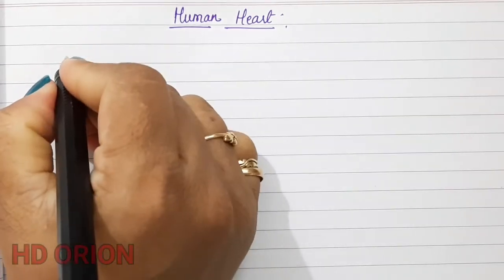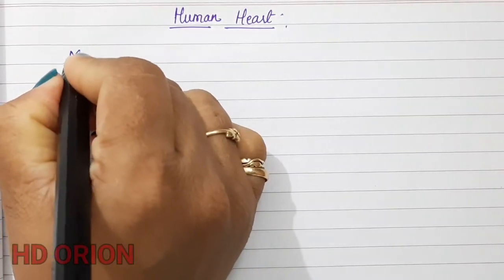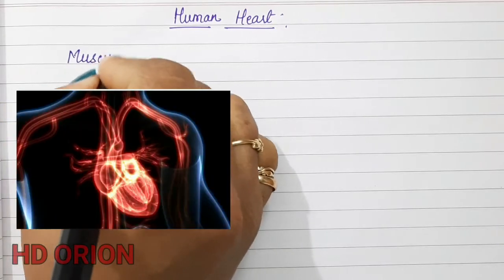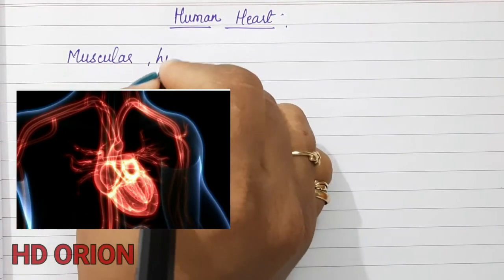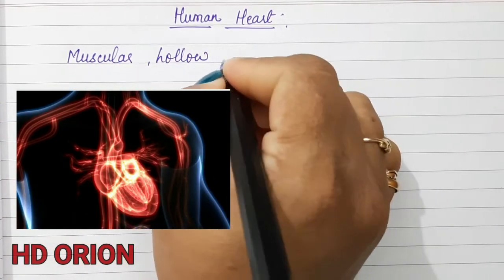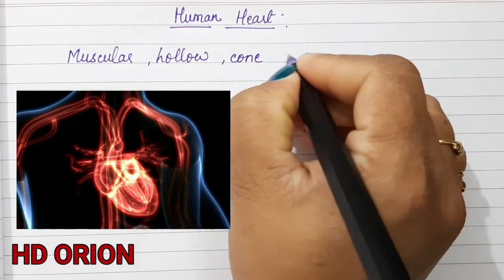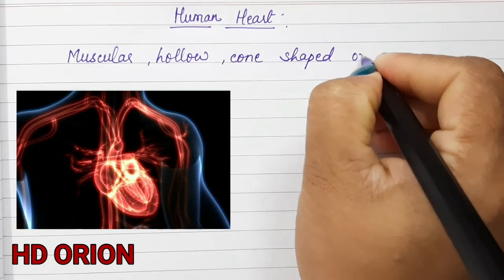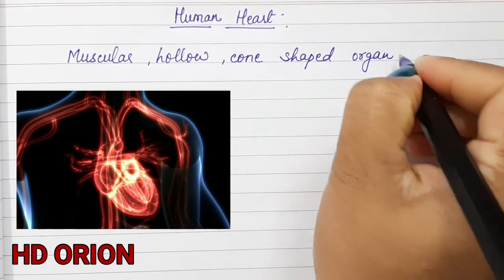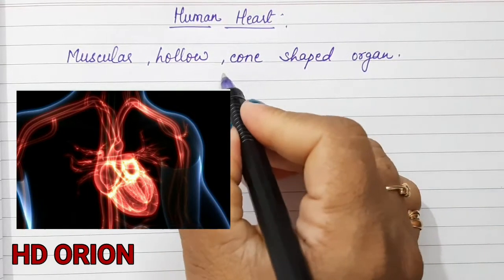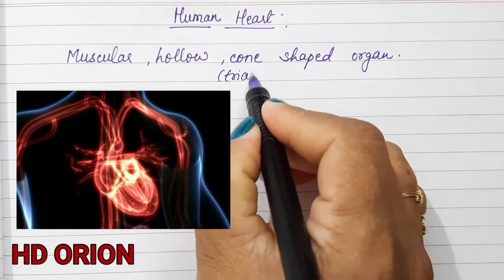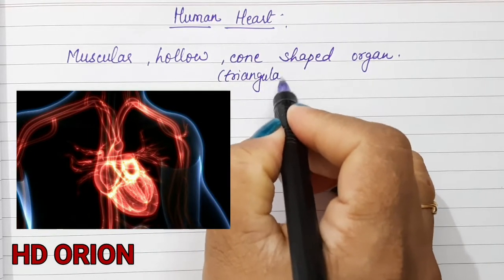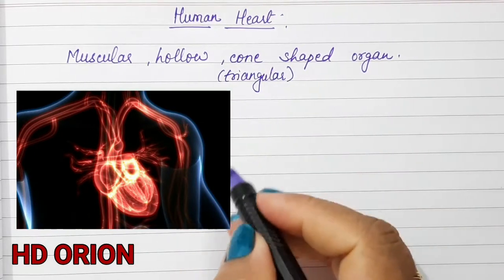The human heart is a muscular, hollow, cone-shaped organ. In some of the books it is also mentioned as triangular because the heart has two portions.